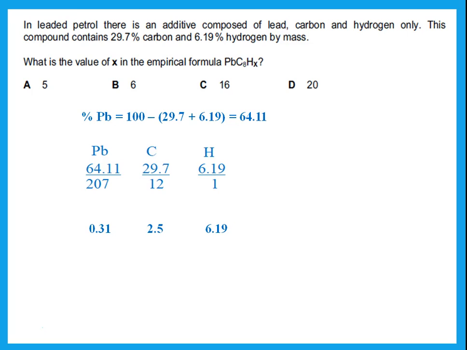Okay, and then what was the next step? We said we look at these numbers and divide by the smallest. So 0.31 was the smallest, so I divide through by 0.31. I get the ratios are 1 to 8 to 20. That means the x that he has in that formula is 20.